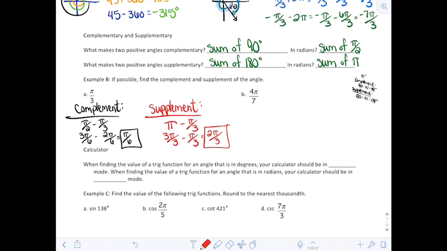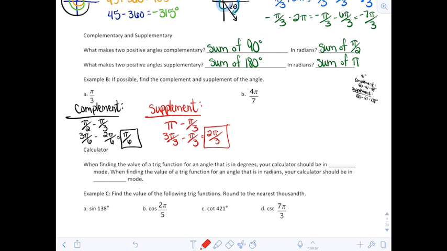So together, pi over 3 and pi over 6 give you pi over 2, and 2 pi over 3 and pi over 3 give you 3 pi over 3, or pi. So let's look at B, 4 pi over 7. I would encourage you now to stop the video and try to do this one on your own, and then turn it back on and see if you did it right.